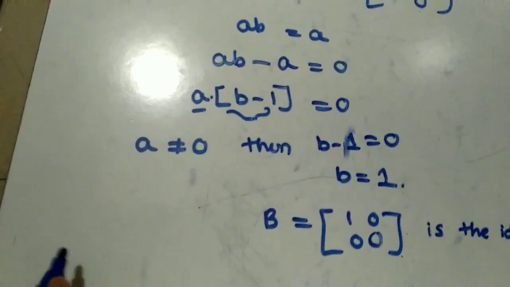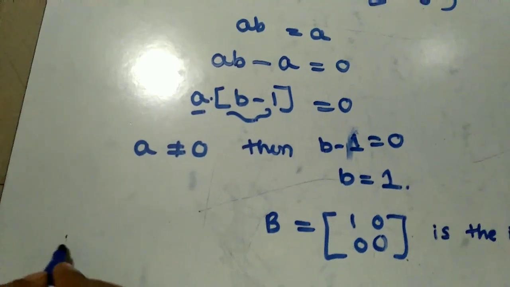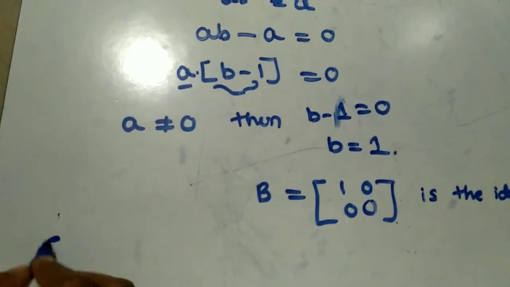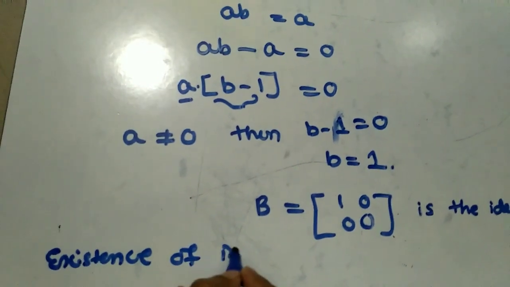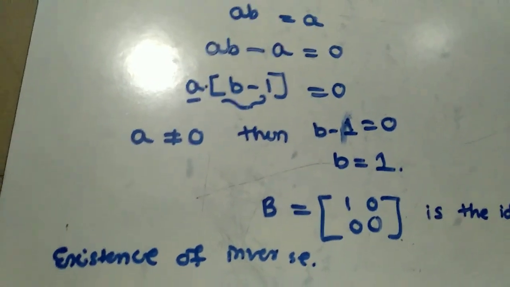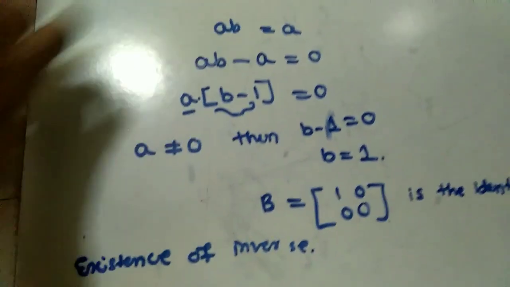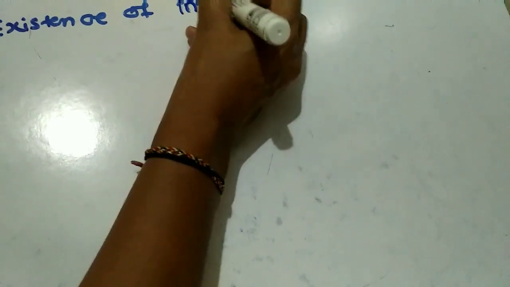So next, what is the final, the last law? That is the existence of inverse. For checking that also, here I don't have place, so I'm going to erase this one. So next one is the existence of inverse, the fourth law, existence of inverse.